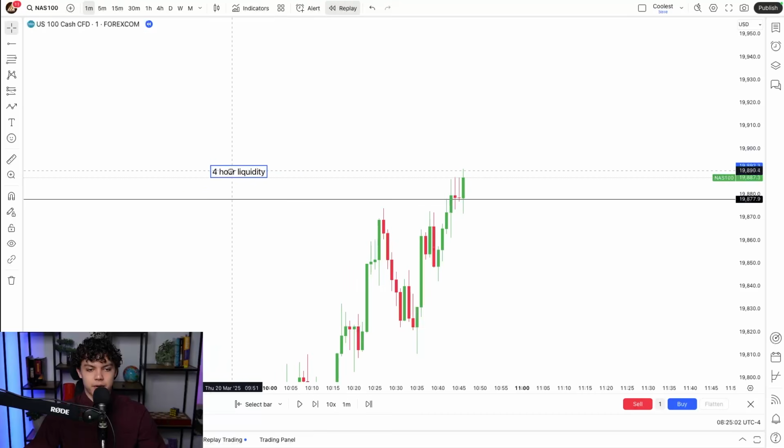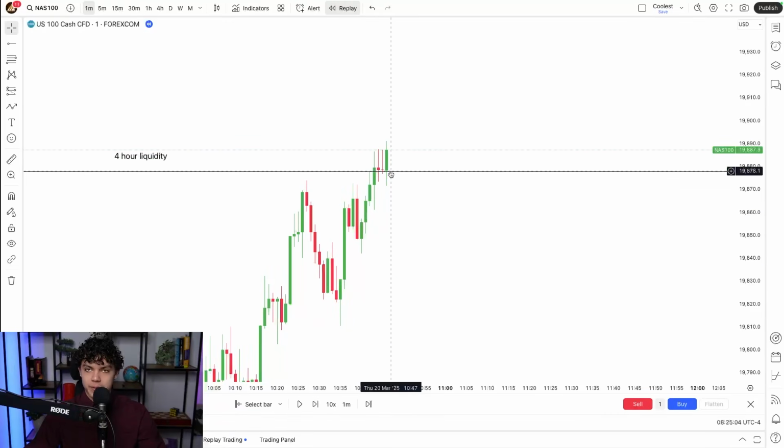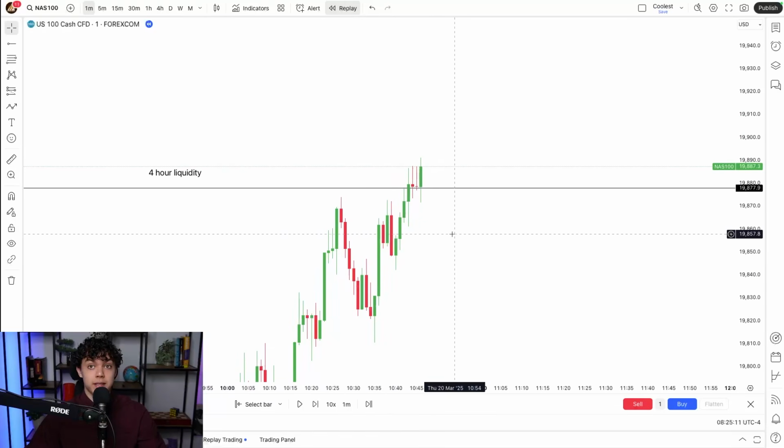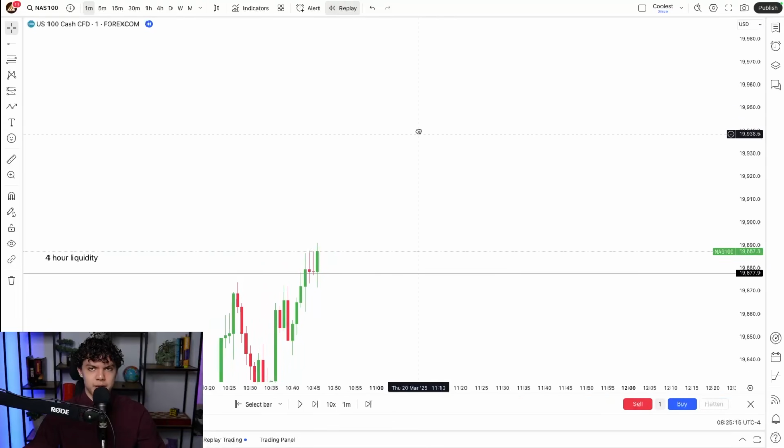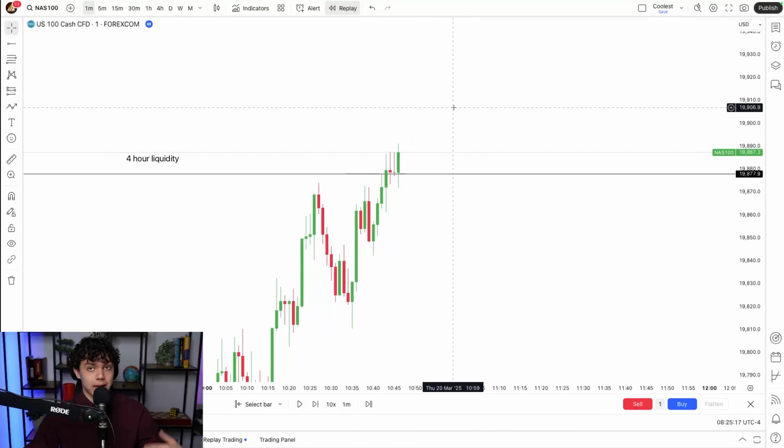As you can see, this is the 4-hour time frame liquidity right here. And now that we swept the liquidity, we're currently in the 1 minute time frame. We have to see how well the market respects the liquidity. So we need to see that market structure shift. If this would now continue up, we want to look for buys because we want to just follow the trend. But if we want to catch that big move, then we want to see that market structure shift.